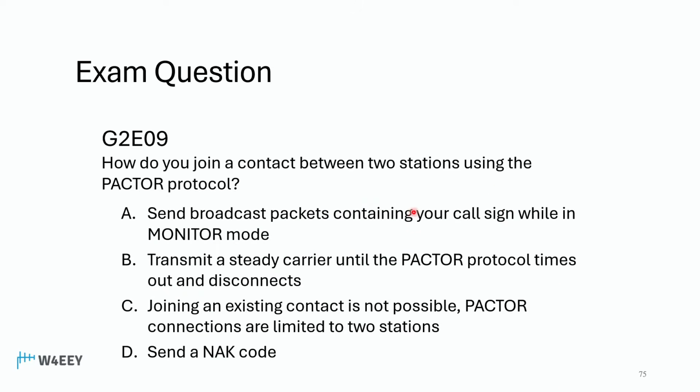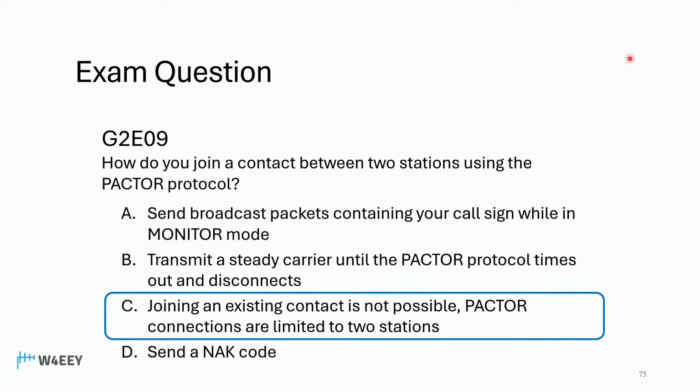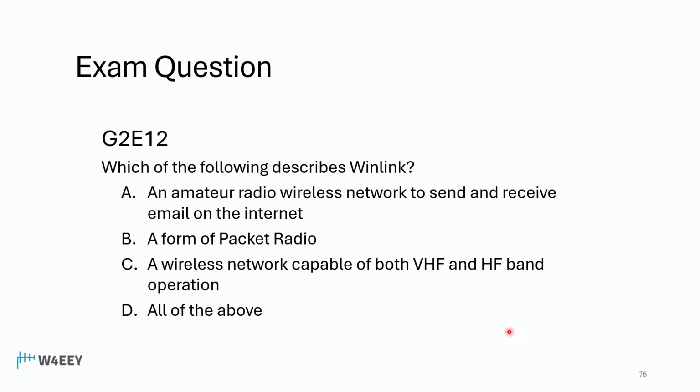How do you join a contact between two stations using the PACTOR protocol? It is Charlie. Yeah, it's designed for a one transmit, one receive pair. Joining an existing contact is not possible. PACTOR connections are limited to two stations. Good. That was a good catch.